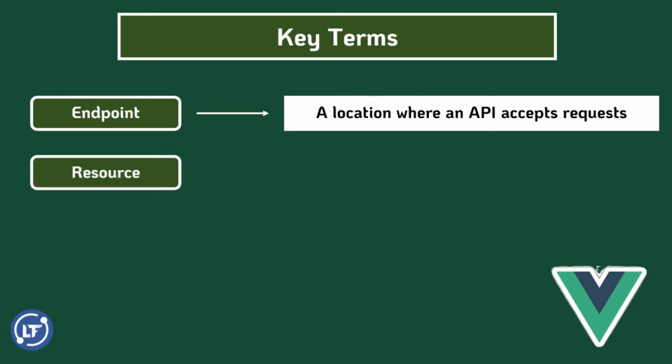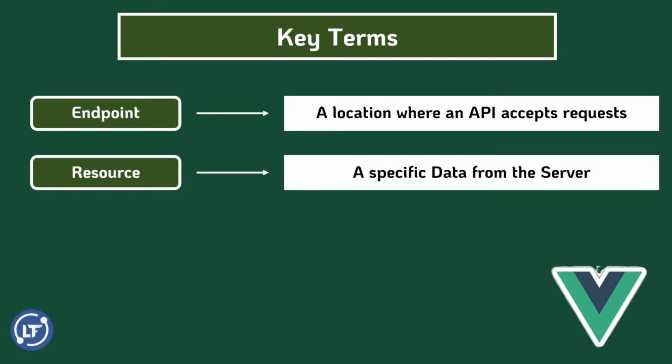Now, moving on, we have what we call a resource. A resource is a specific data sent from the server. So when you make a request, and maybe you get a particular blog post, that specific blog post is referred to as a resource.